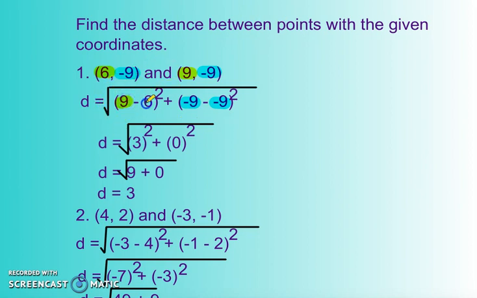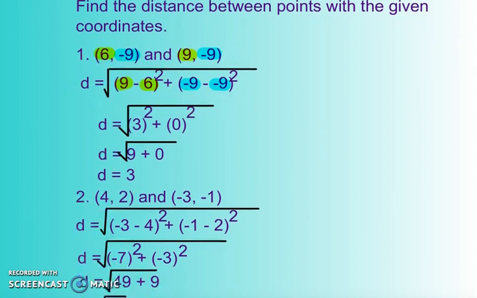And then once we subtract them and find the difference, 9 minus 6 is 3. -9 minus a -9 is actually 0 because we're subtracting both. And then we could square those. We get 9 and 0. 9 plus 0 is 9. And then take the square root of that. Square root of 9 is 3. And so the distance between those 2 points on a coordinate plane would be 3.